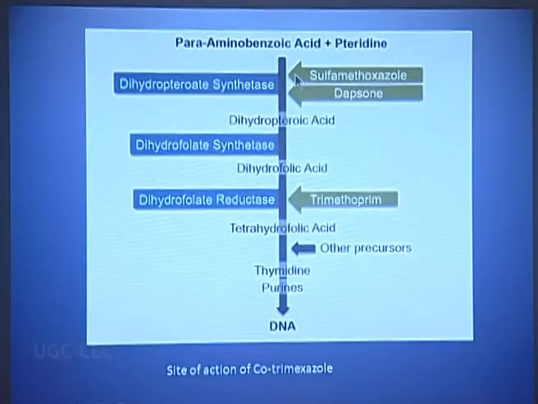Sir, I have a question. Why can cotrimoxazole be effective in pneumonitis treatment? You see, cotrimoxazole is not a single drug. It consists of sulfamethoxazole and trimethoprim. You can see here, sulfamethoxazole is blocking dihydropteroate synthetase, and trimethoprim is blocking dihydrofolate reductase.